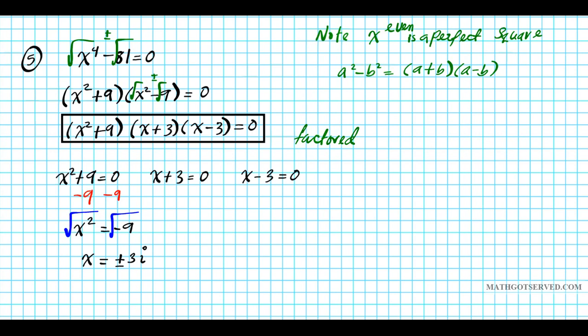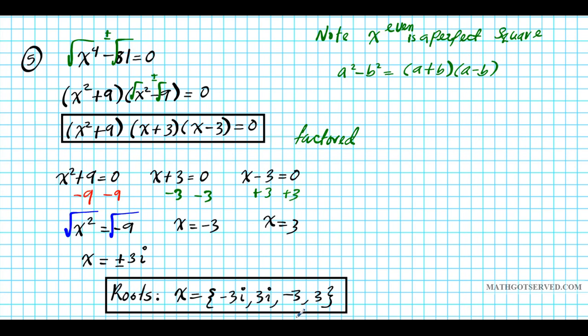All right? Okay, over here, subtract 3 from both sides. x equals negative 3. And then over here, you add 3 to both sides. x equals 3. So our roots, or the solutions to the polynomial equation, are negative 3i, positive 3i, negative 3, and 3. Okay, so that's the answer for problem number 5.